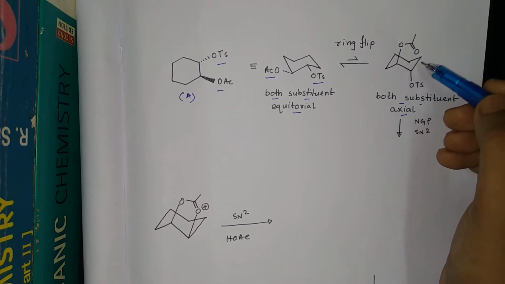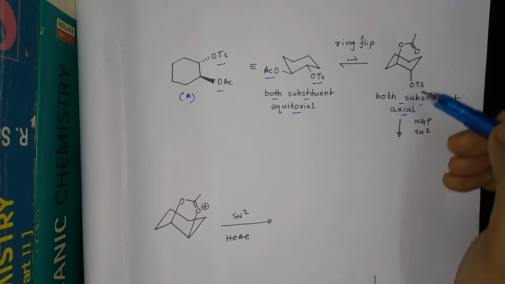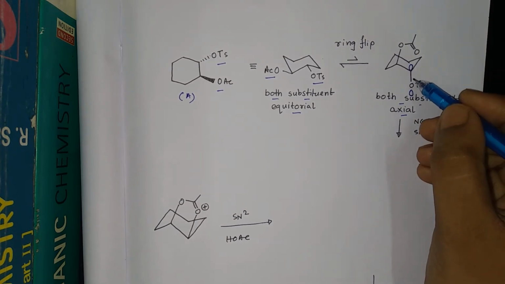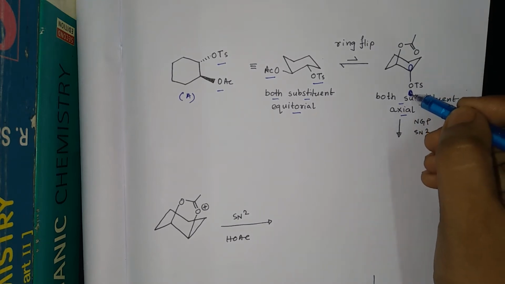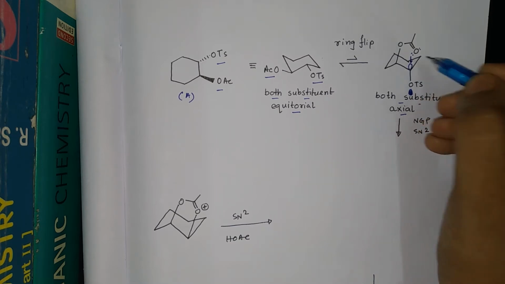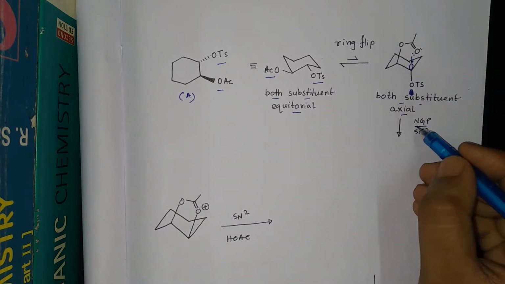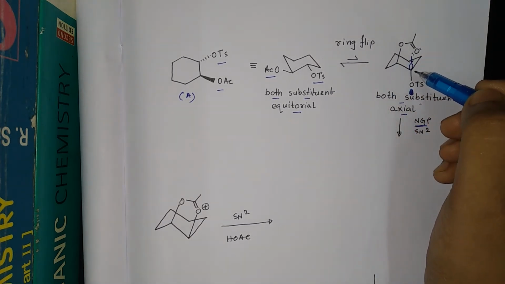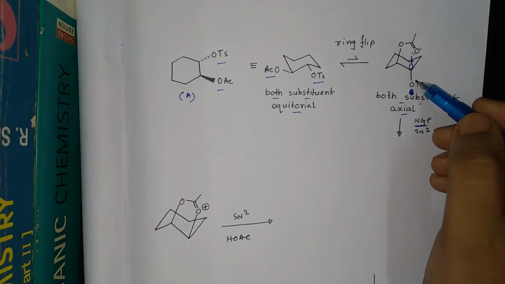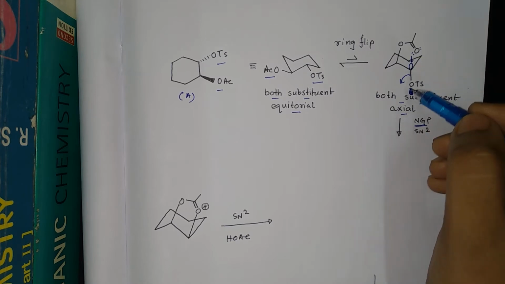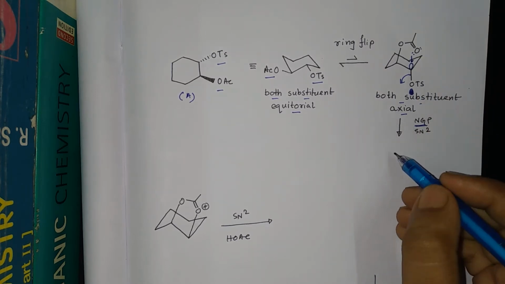So in this mode the reaction is more suitable, because you can see the sigma star orbital of this C-O of OTs is like this, and this oxygen can easily donate electrons into the sigma star orbital. So the NGP, or neighboring group participation, can take place here. This is the neighboring group, and it is participating in the reaction. It is an SN2 type of reaction, and hence backside attack will happen and the leaving group will leave.